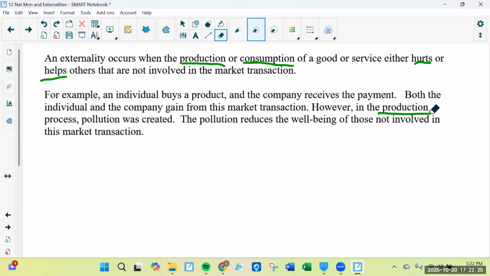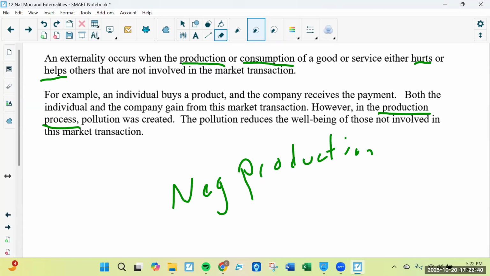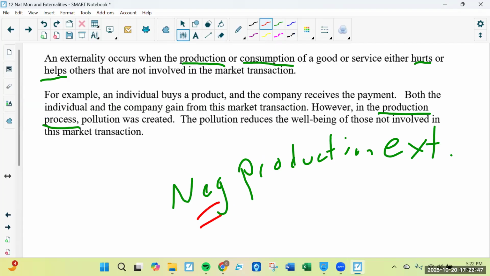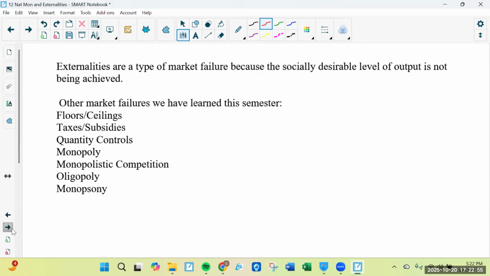So it was actually the production of it that caused the problem, not your buying whatever product this is. It was the production of it. So this one would be what we call a negative production externality. It's negative because people are getting hurt. It's production because it's the production process that is causing the problem, and it's an externality because others are being hurt from that. This would be a negative production externality.